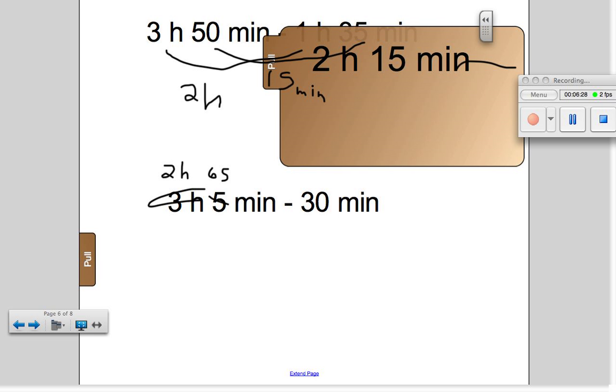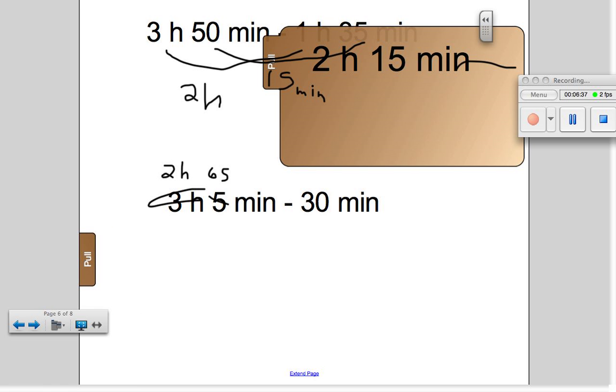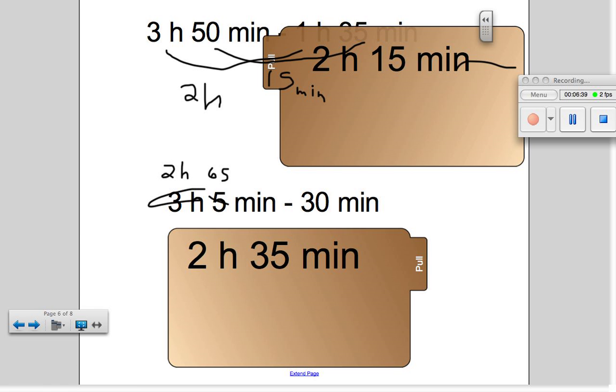Now we can subtract 65 minus 30. That will give us 35. And then we have the 2 hours left. So our answer is 2 hours and 35 minutes.